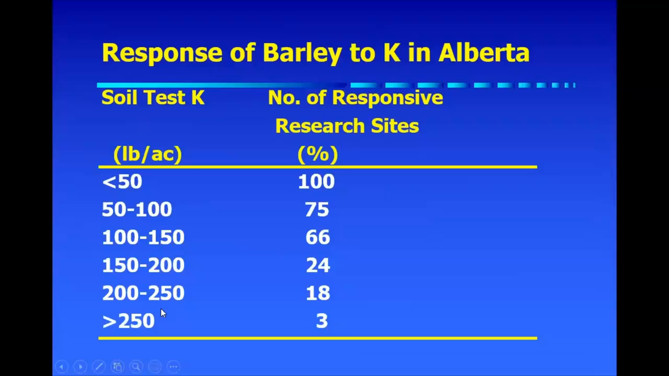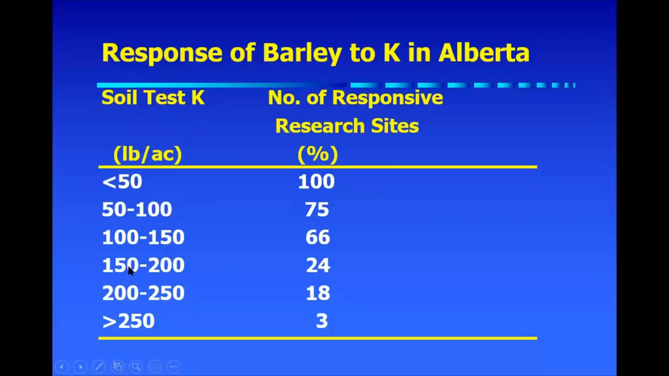I thought I'd just show you this. This is just summarizing the work that we did with barley for over 40 years across Alberta. When soil test levels are less than 50 for potassium, every one of our research sites across Alberta responded to potassium. Or when soil test level was between 50 and 100, 75% of our sites responded.